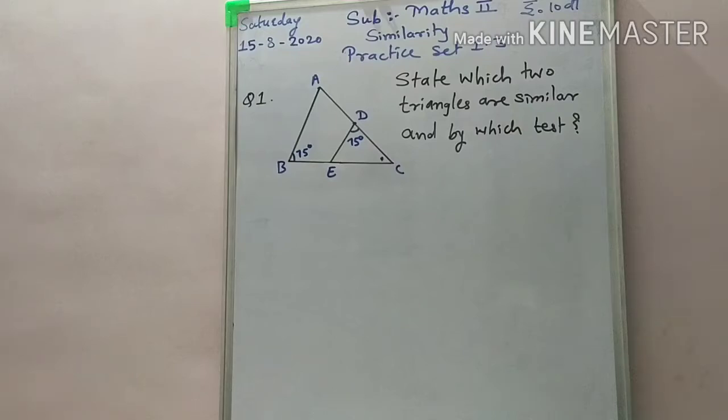In the first example, we are given one figure and the question is: state which two triangles are similar and by which test. Okay, and write the similarity of these two triangles by a proper one-to-one correspondence.